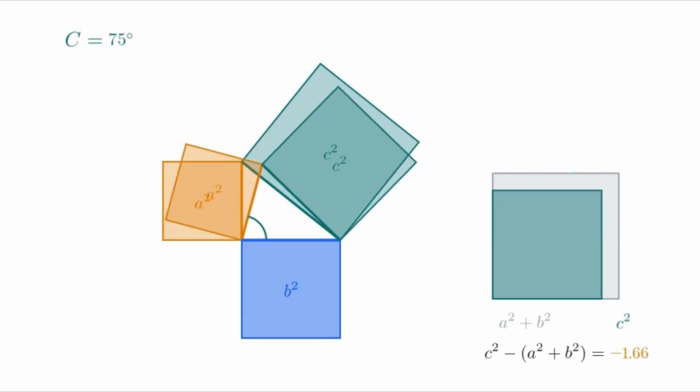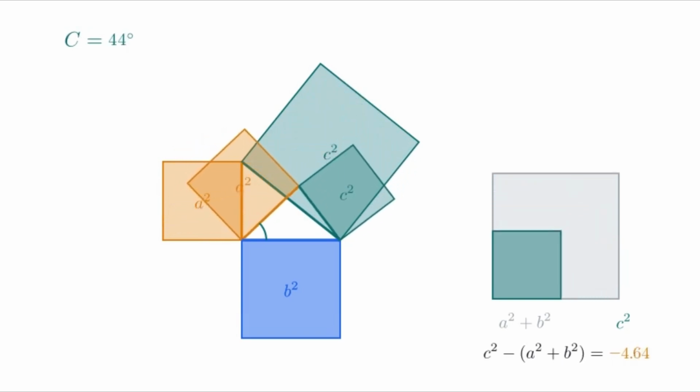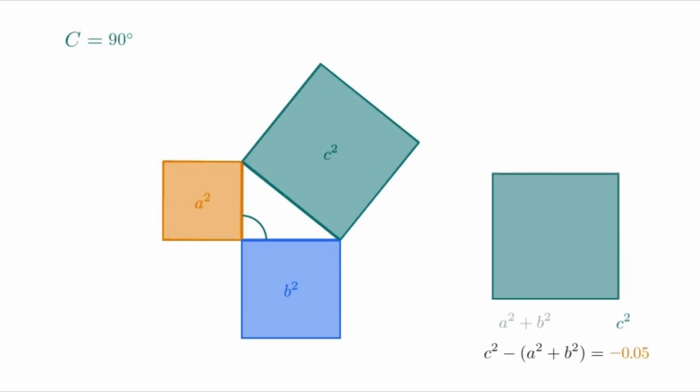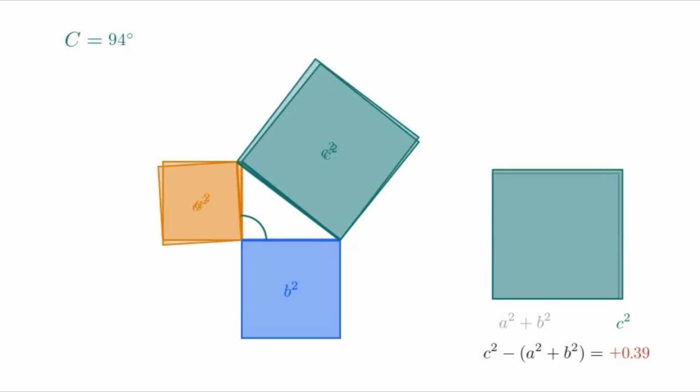Squeeze the angle shut and the C square shrinks. Look at the panel. It's now sitting inside the fixed square. It falls short by about 4.9. Back through 90 degrees. Perfect fit again. And now open it out. The C square overflows. It spills past the fixed square by exactly the same 4.9.